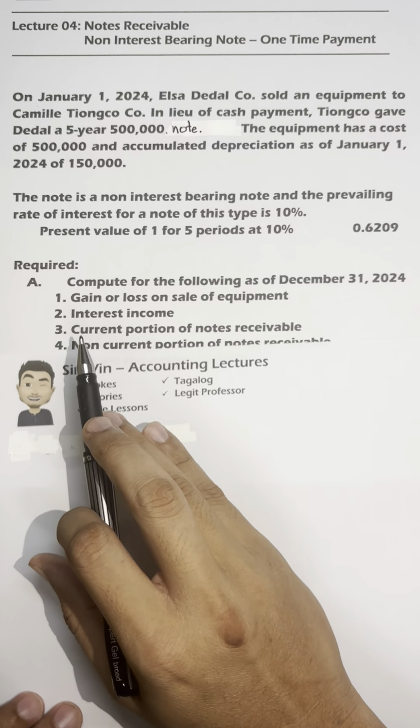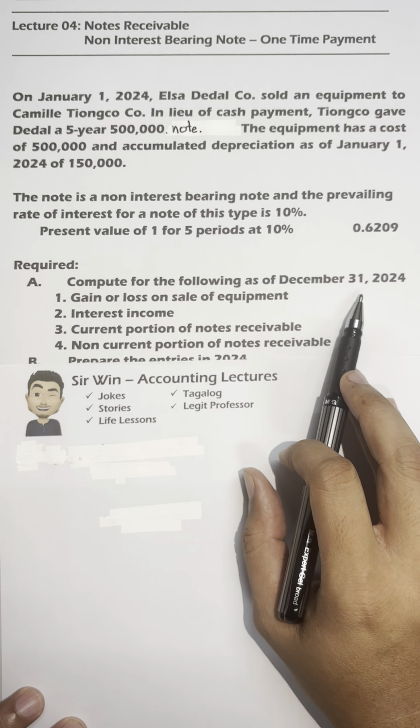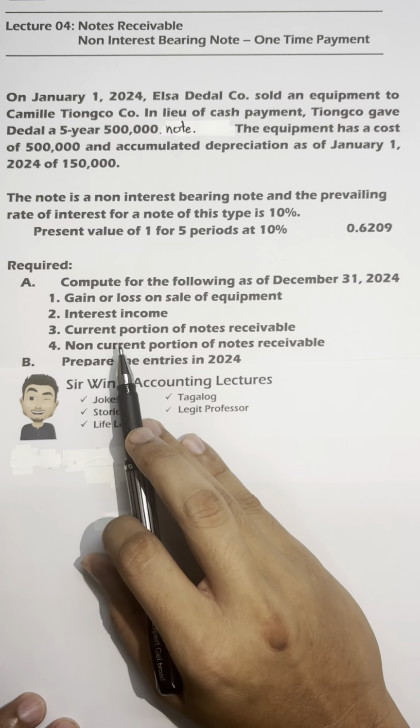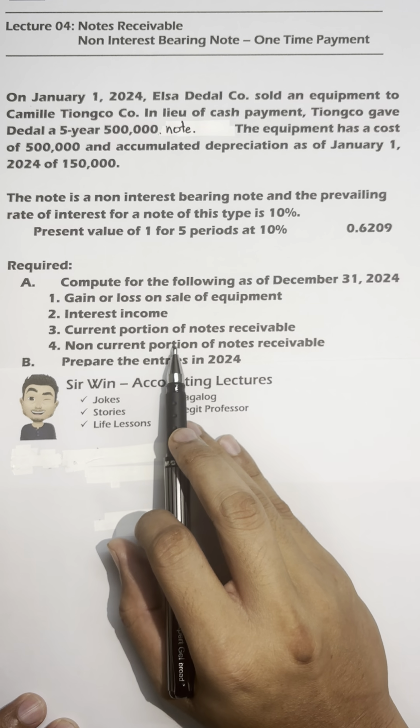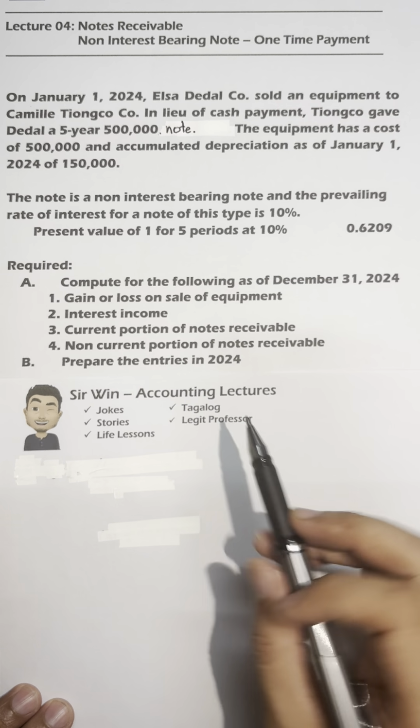So here are the requirements. A. Compute for the following as of December 31, 2024. The gain or loss on sale of equipment, the interest income, the current portion and non-current portion of the notes receivable, and also prepare the journal entries for 2024.